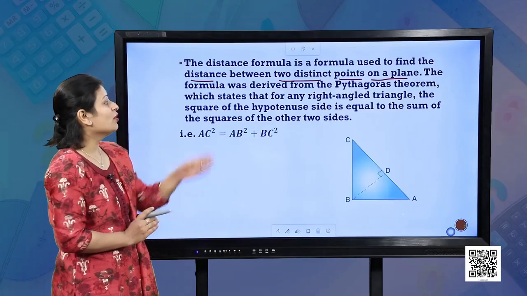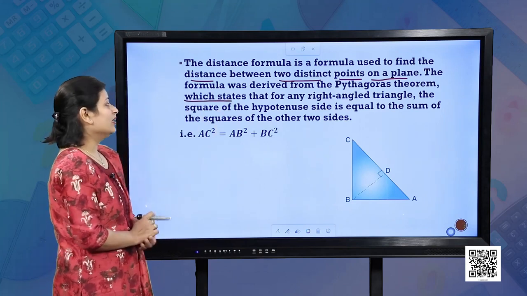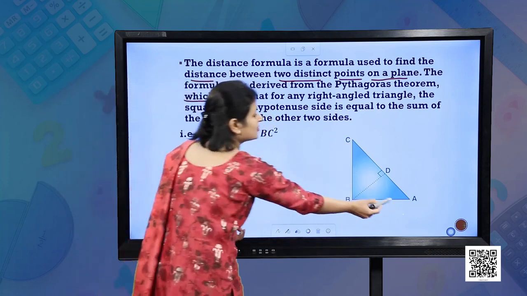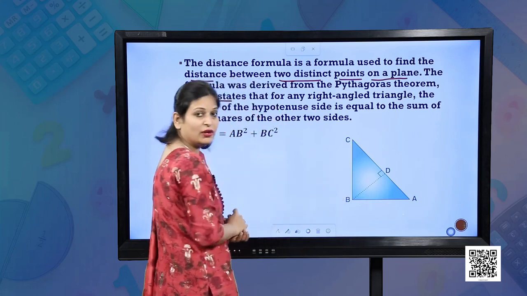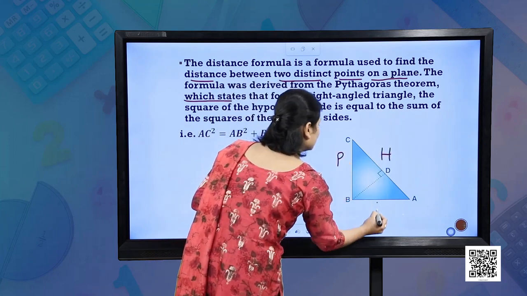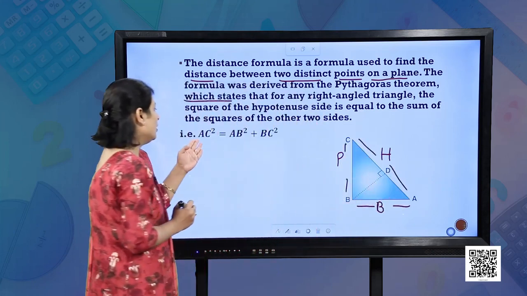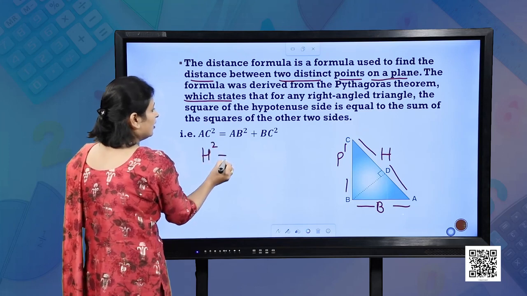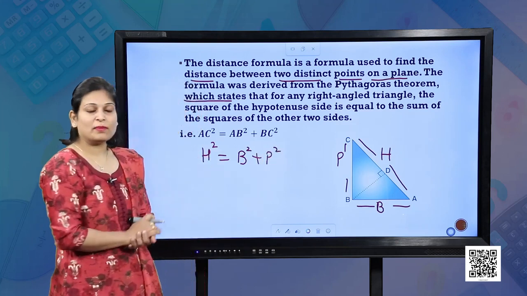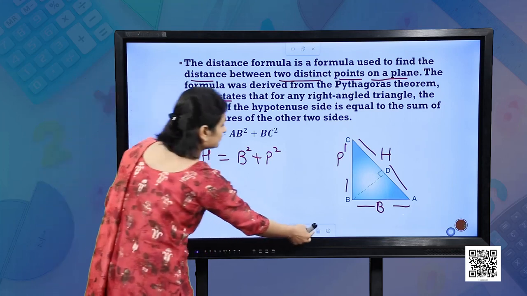Now, the formula was derived from the Pythagoras theorem, which states that for any right angle triangle, the square of the hypotenuse, if you consider this right angle triangle, AC is the hypotenuse, BC is the perpendicular and AB is the base. According to the Pythagoras theorem, hypotenuse square is equal to base square plus perpendicular square. This formula is used to find out the distance formula.